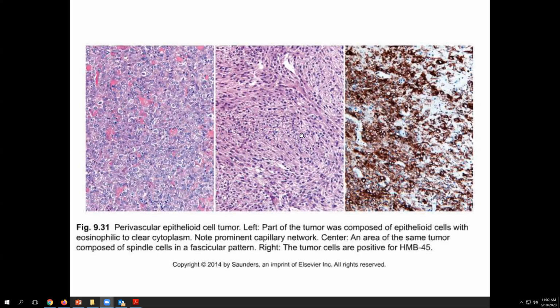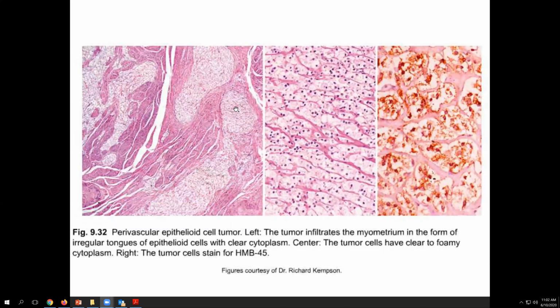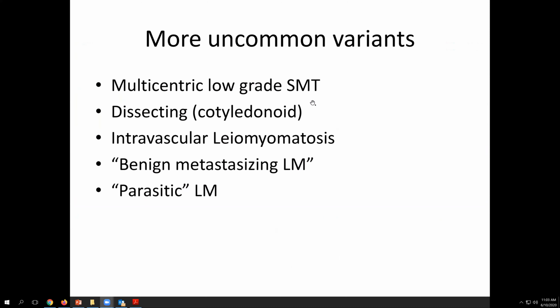So here's the morphologic appearance. You can see this sort of epithelioid appearance, variable spindle and epithelioid cells, HMB45 positivity. Here's a clear cell version showing the tongues of cells mimicking endometrial stromal sarcoma. Here's the clear cells, and again, HMB45 positivity.